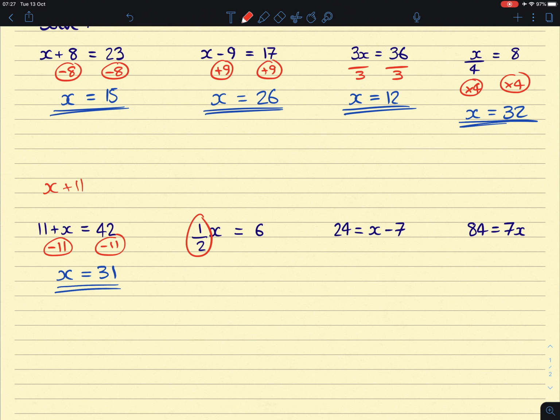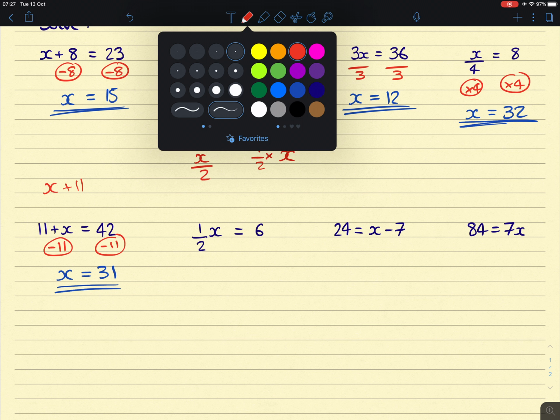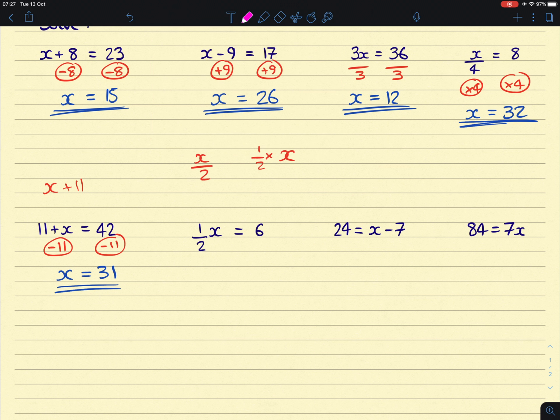The next one, we have half of x. Now, there's two ways of writing this. Half of x can be written as x over 2, or it can be written as half times x. Whichever way you prefer to look at it, it's correct in both ways. Depending on which way you look at it, you will think of the next step differently. If you're thinking of this, then you would double both sides to get rid of this over 2, or get rid of that divide by 2.